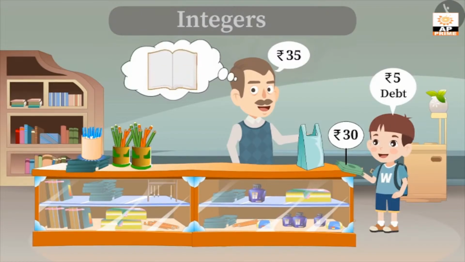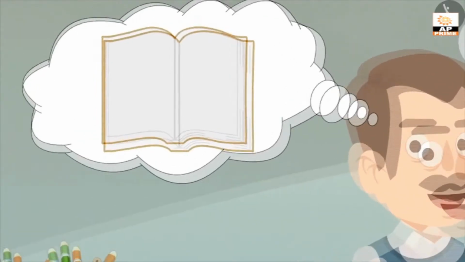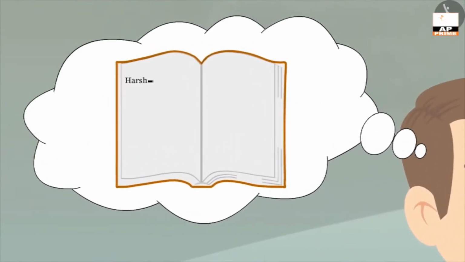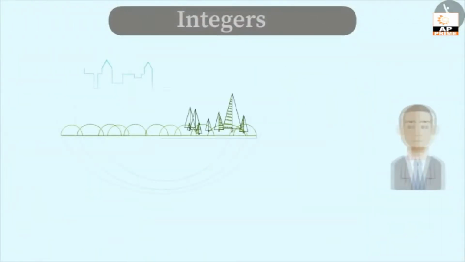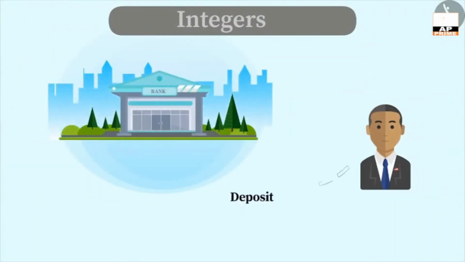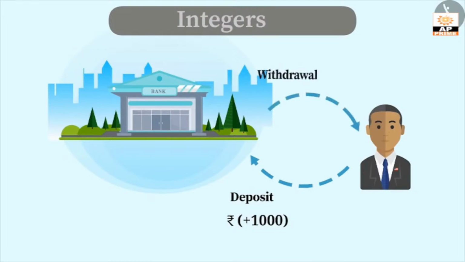Okay, the shopkeeper should write minus 5 in front of Harsh's name, where the negative sign represents the money Harsh has yet to pay him. Harsh owes him rupees 5. Similarly, when money is deposited in a bank, it is represented by a positive sign, whereas withdrawal of money is represented by a negative sign.